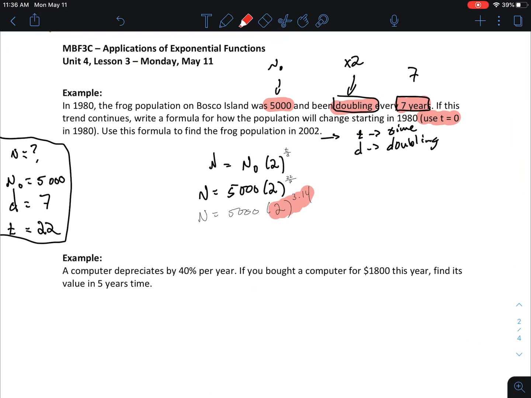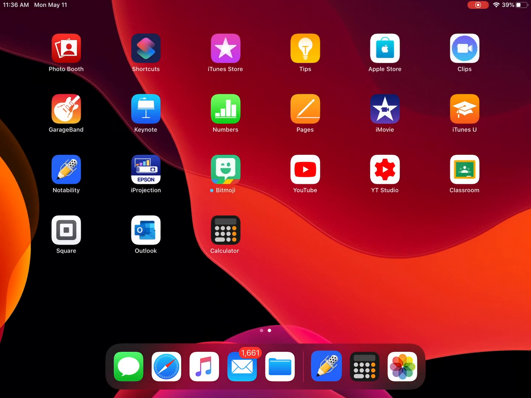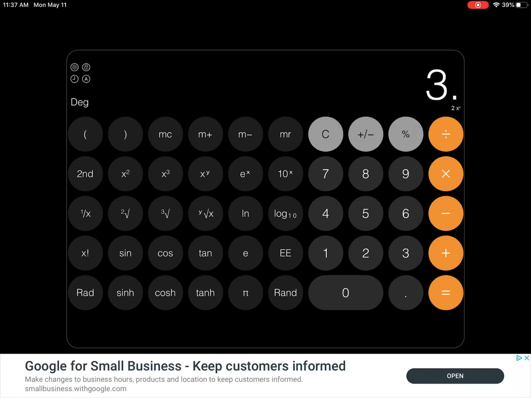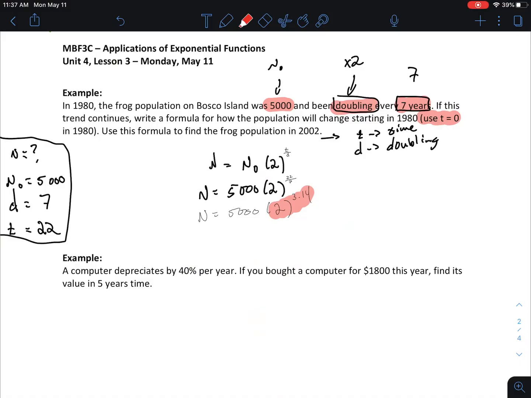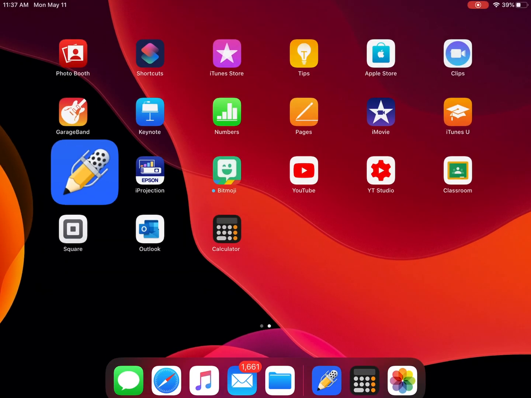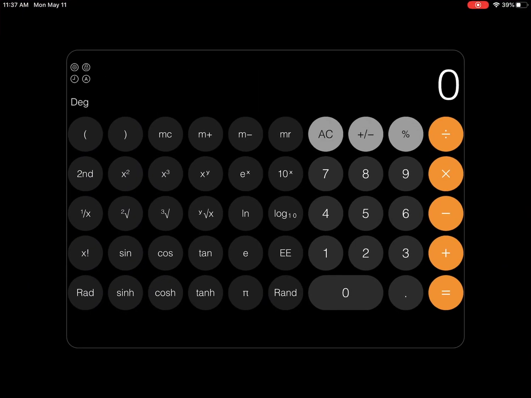So it's going to be 2, and this is how this works. You've got a button over here, it's x to the y. You can see it underneath the big 2 there. And then I need my exponent to be 3.14. So let's go back to our calculator. The exponent 3.14, that's 8.82. So our next line here is n is equal to 5,000 multiplied by 8.82. This red highlight is the math that was done from 2 to the exponent of 3.14.